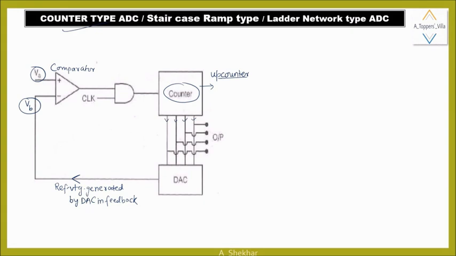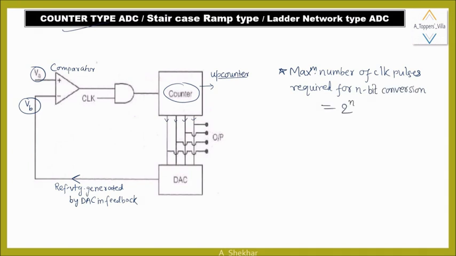So here in counter type ADC, the conversion time varies with the input analog voltage, and here the maximum number of clock pulses required for n bit conversion is equal to 2 raised to power n minus 1. Means if it is a 4-bit counter type ADC, then the number of clock pulses required will be 15 clock pulses.